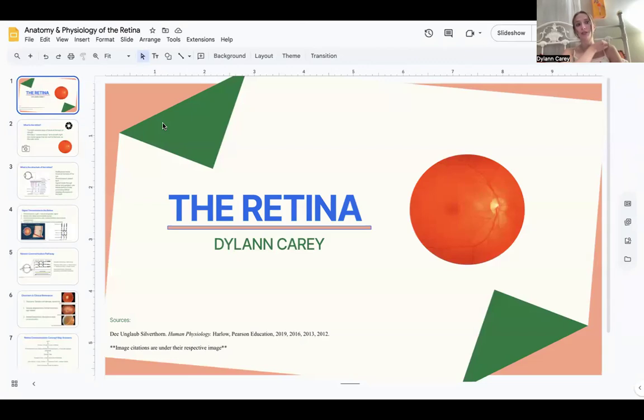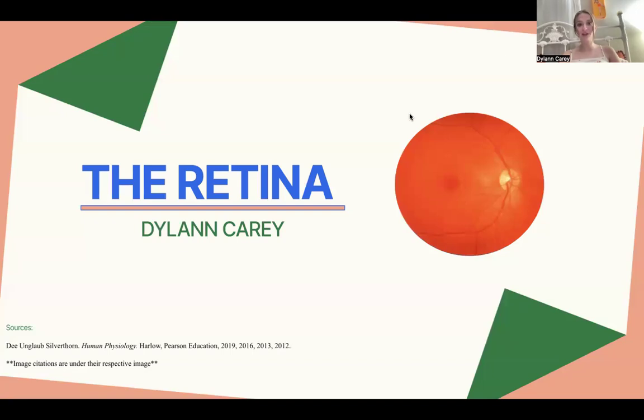The topic I chose was the anatomy and physiology of the retina. I mainly chose this topic because I am pursuing optometry school. I'm applying in July, and I currently work at a practice. The picture I have shown here is my retina in my right eye. I took this picture this June at an optometry camp. My sources for this whole presentation are from our textbook, so I cited that, and all my image citations are underneath each image on the slideshow.